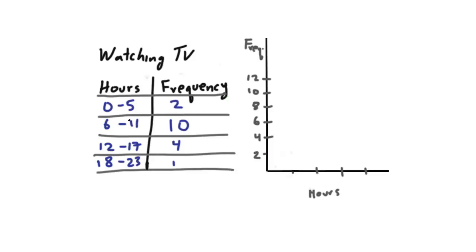Okay, so for the first interval, which is from 0 to 5, we have 2 for the frequency. So on the x-axis, we'll label 0 to 5, and then we'll go up to 2. And then for the second interval, which is from 6 to 11, we have 10 students. So we'll label 6 to 11. And we'll go all the way up to 10.